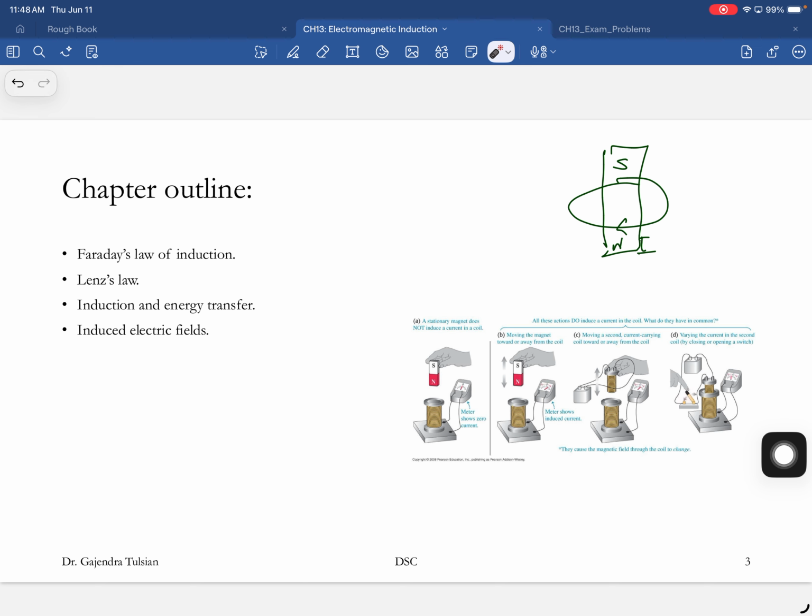What happened here is you close the switch, and the current went from zero to a finite value over a period of time. As the current was increasing, the magnetic field was changing. So as long as the current was building up, you have an induced current.